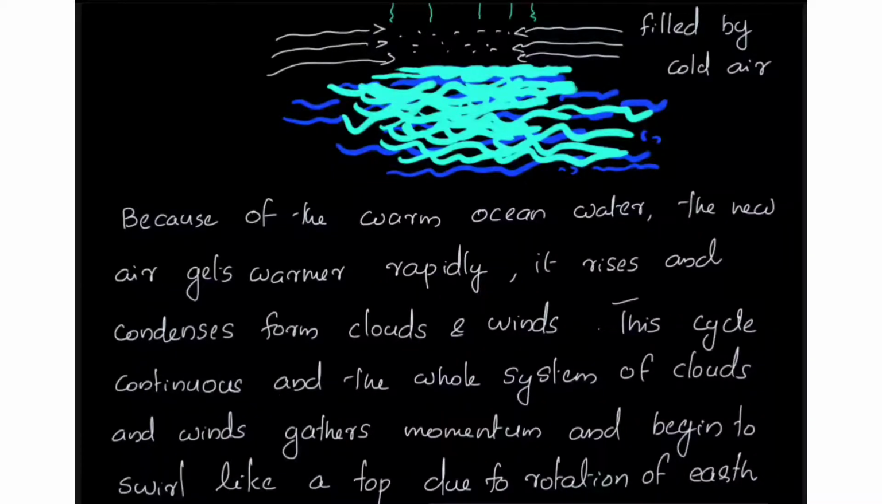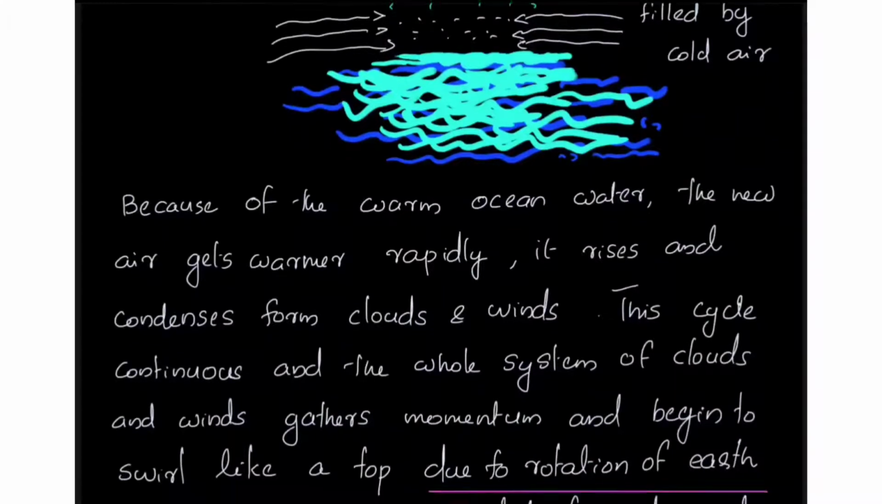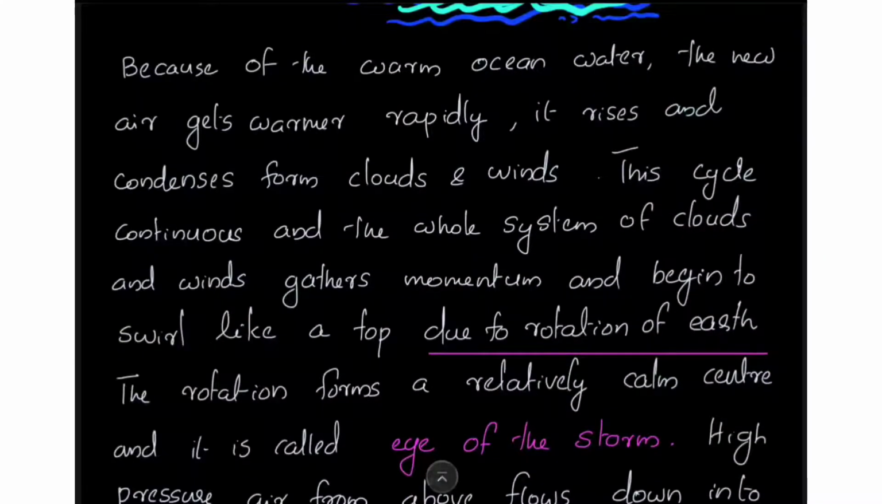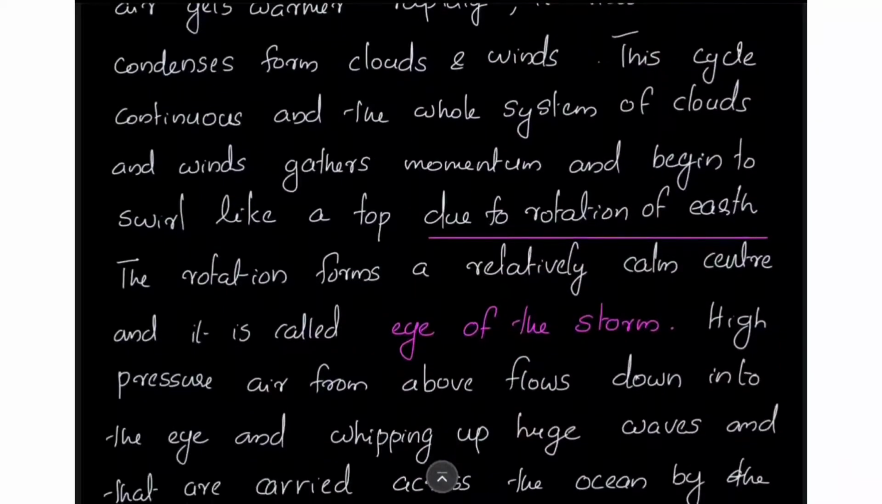This process continues, and a huge amount of clouds is formed by this method. This whole system of clouds and winds gathers momentum and begins to swirl like a top due to the rotation of the earth. That is, the rotation of our earth affects the swirling of the cloud and wind, and this rotation forms a relatively calm center, called the eye of the storm. This eye of the storm is shown in the first figure itself.